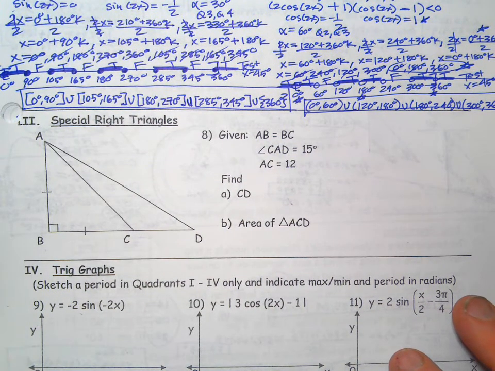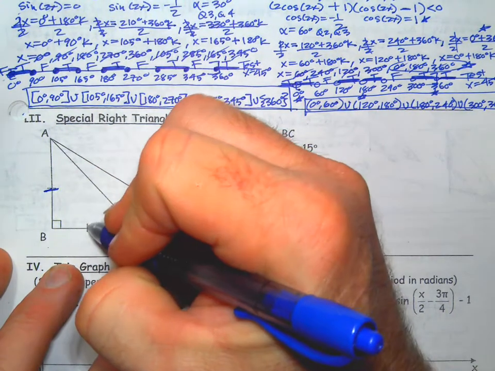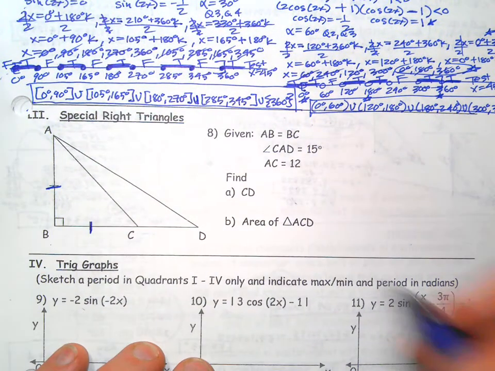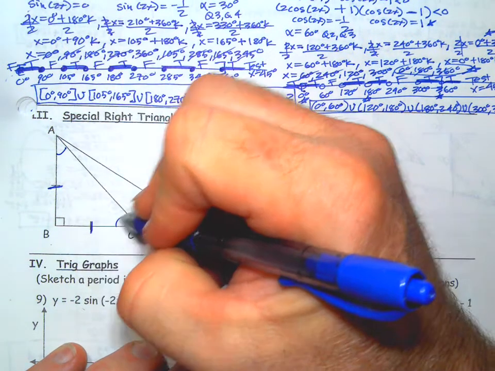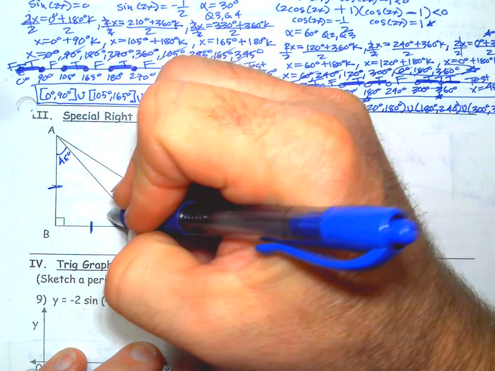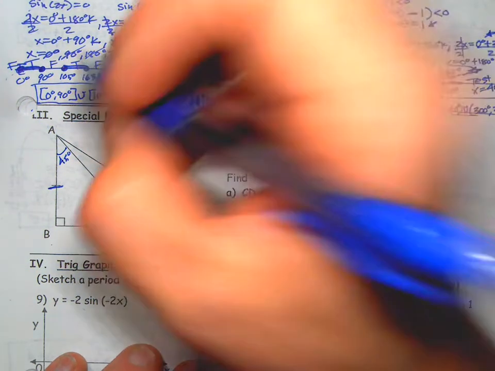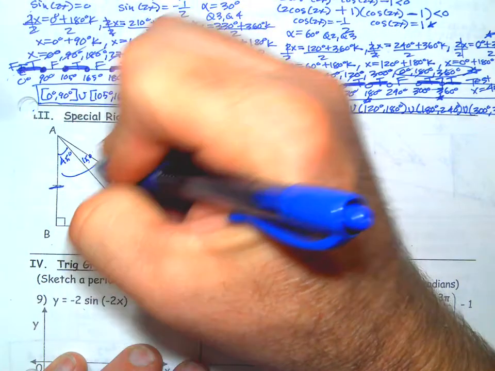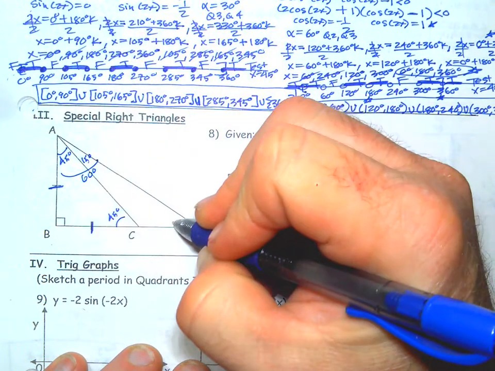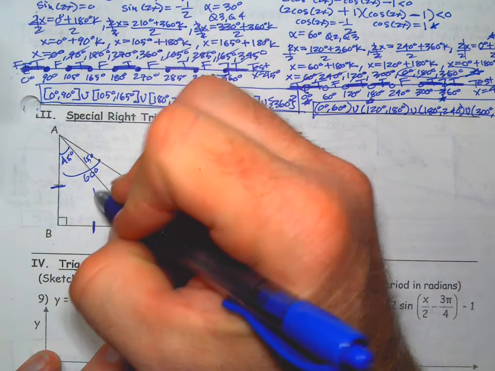Special right triangles. This is kind of like some of the problems we're doing on the calculator one, but these are going to result in all nice answers. AB equals BC. So it's an isosceles triangle, which also means it has two equal angles, which means they've got to be 45. It's the only way you can have an isosceles right triangle. 45, 45, 90. CAD is 15, which means this is 60, which means this is 30. You've got a big 30, 60, 90. The 45, 45, 90 is inside. AC is 12.